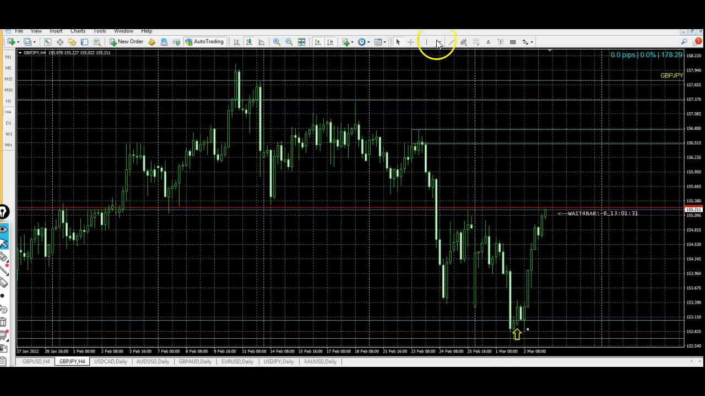We're getting a break of this level. It's likely to come up to this level before it turns again. It might not turn all the way, might just give a pullback to go up again, as we know.